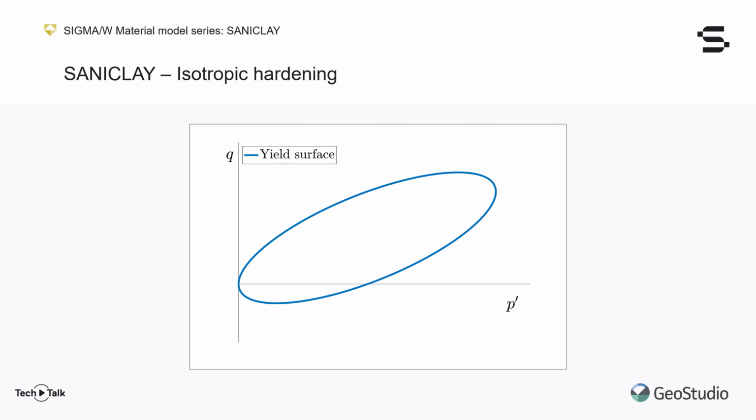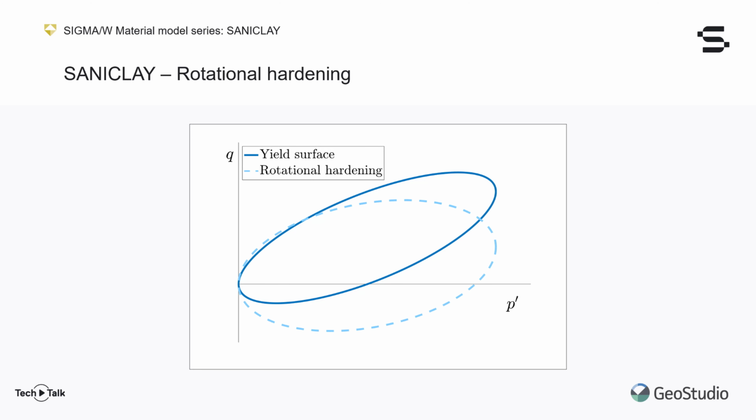As shown in this example, the blue yield surface expands towards the dashed yield surface as isotropic hardening occurs. This hardening is caused by a change in p naught, the isotropic preconsolidation pressure. The other mechanism at work is rotational hardening. As the name implies, this mechanism is responsible for the rotation of the ellipsoidal yield and plastic potential surfaces. In this example, the blue yield surface rotates towards the dashed yield surface as rotational hardening occurs.